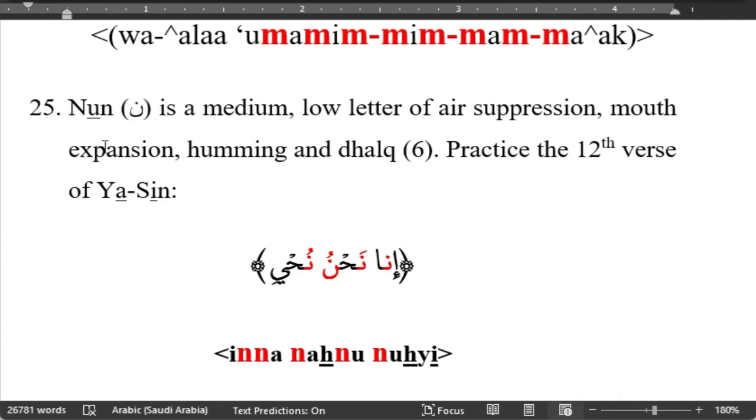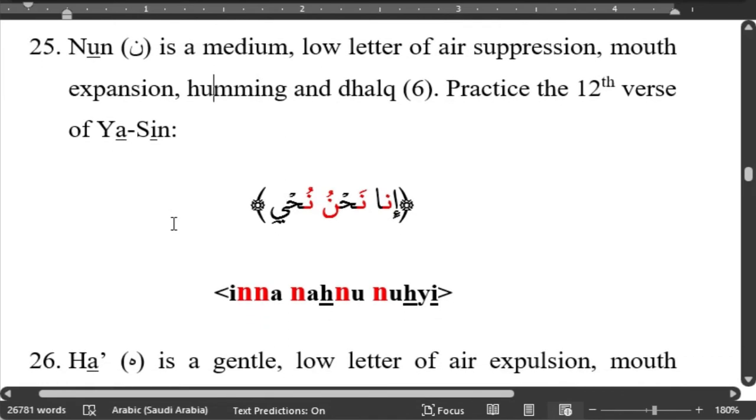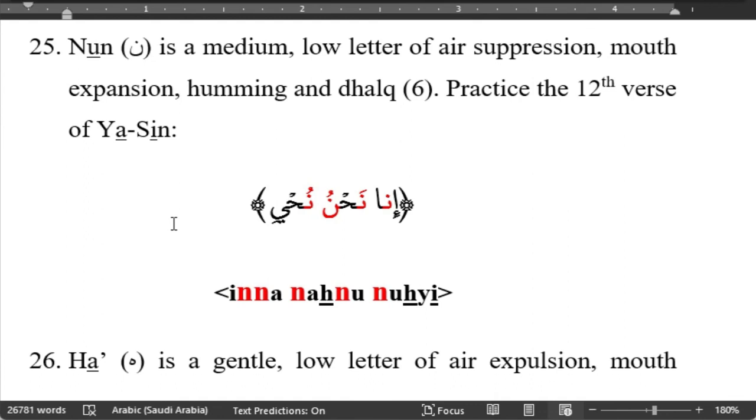Practice the 12th verse of Yasin, at least a piece of it. Inna nahnu nuhyi. Inna nahnu nuhyi. Inna nahnu nuhyi. You got 2 has in there too. Inna nahnu nuhyi.